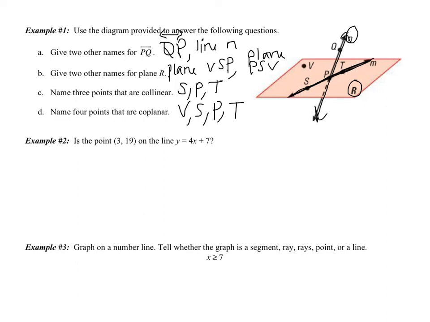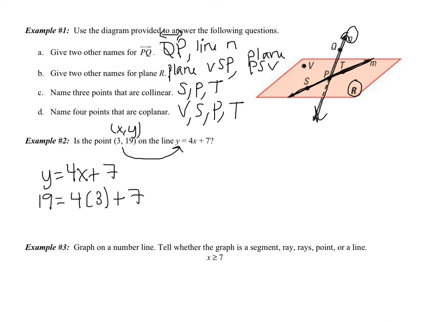Example 2, this is definitely something that you've seen before. It says, is the point 3, 19 on the line y equals 4x plus 7? In order to determine whether or not the point is on the line, we're going to substitute this point into the equation. So I'm going to rewrite the equation, y equals 4x plus 7. Remember that a point is x comma y. Our y is 19, so I have 19 equals 4 multiplied by 3 plus 7. Now I'm not sure if these are equal yet, so I'm going to put a little question mark, since I'm trying to determine if they are equal.